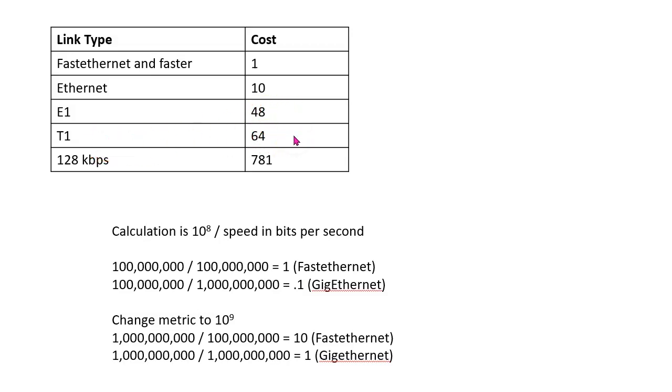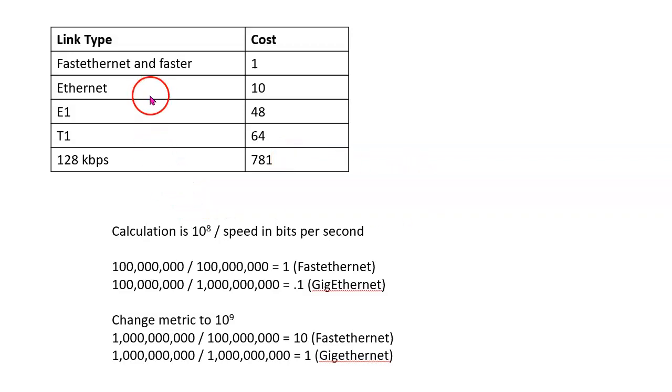A T1 line is a cost of 64, and the old 128 kilobits per second, the old phone modem speed, is 781. So how is this calculated? Well, it's calculated by 10 to the 8th divided by the speed in bits per second. You might see a problem here. Fast Ethernet and faster are all a cost of 1. So gig Ethernet, 10 gig Ethernet, these are all still a cost of 1. This system was designed before we had gig and 10 gig Ethernet systems.